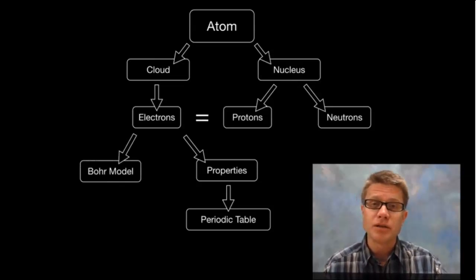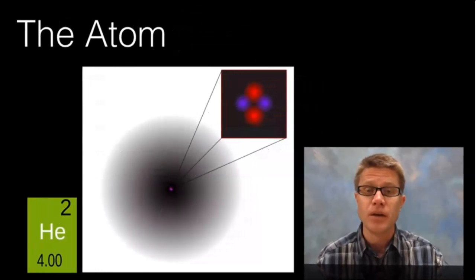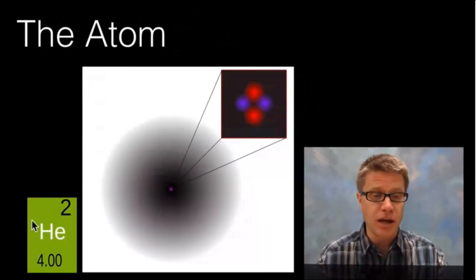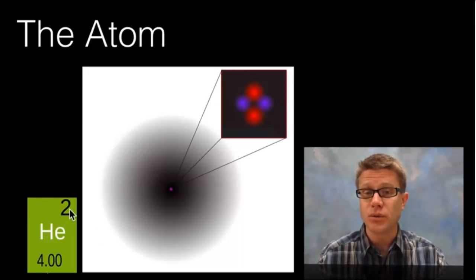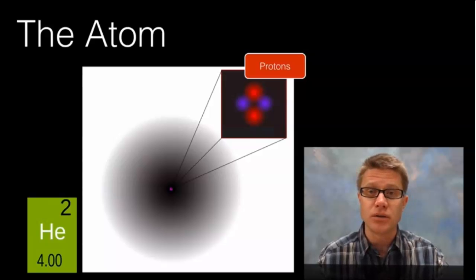Now, the Bohr model helps us explain what those electrons are doing and how they're moving. They move into these discrete energy states, and that helps us to explain the spectra. And so if you look at any kind of an atom on the periodic table, the atomic number 2 tells us the number of protons we have. And so we're going to have these positive protons that are going to be found in the nucleus.